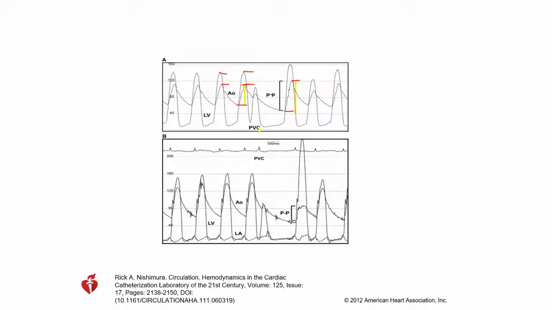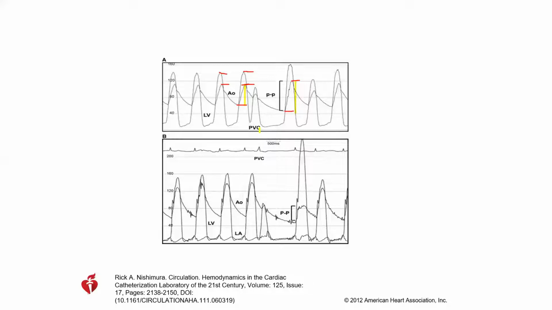One is to increase the pressure and one is to decrease the pressure in HOCM. To increase the pressure in HOCM by means of increasing contractility, and to decrease the pressure in HOCM by increasing the LV diastolic volume. But the force of contractility overwhelms the force of increasing the volume. That's why in HOCM, after the PVC, the pressure increases because of increasing contractility, which is a more potent or more powerful effect than increasing volume.